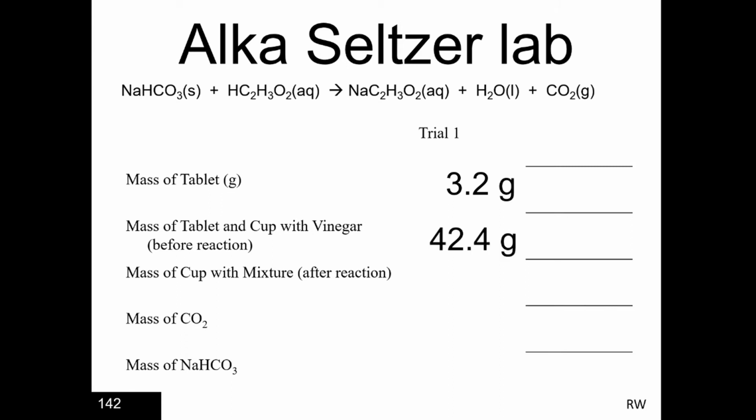Okay, so the mass of the tablet, the cup, and the vinegar before the reaction was 42.4 grams. The mass of the cup and the mixture after the reaction was only 41.2. So what is the difference in mass? What is it, and where did it go?